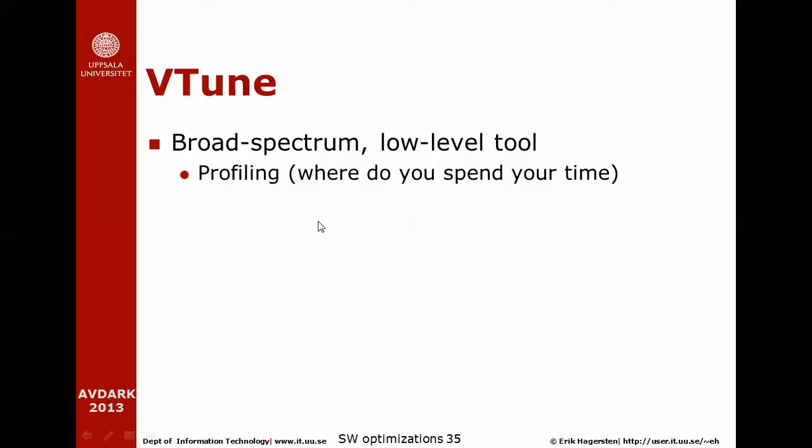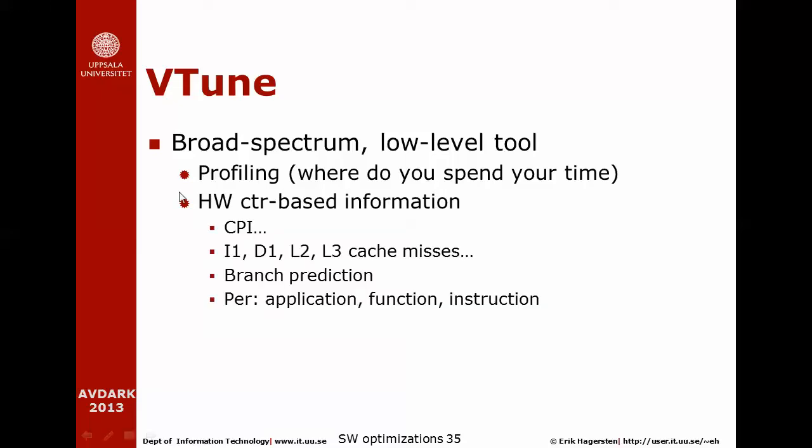So you can, for example, use it for profiling. It will tell you where you spend your time, in which part of the code you spend most of your time, which function, and so on. And it also gives you hardware counter-based information. It can tell you the CPI, for example, instruction misses, data L1 misses, L2, L3 misses in your caches, in your TLBs. It can tell you how well your branch predictor is doing.